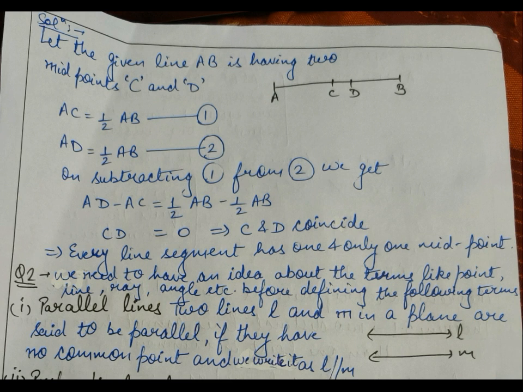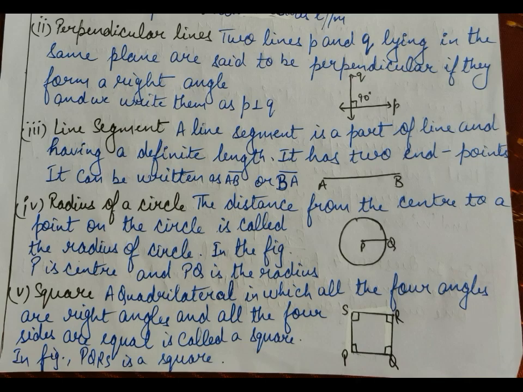So, parallel lines: two lines L and M in a plane are said to be parallel if they have no common point, and we write it as L parallel to M. Second part is perpendicular lines. Two lines P and Q lying in the same plane are said to be perpendicular if they form a right angle, and we write them as P perpendicular to Q.